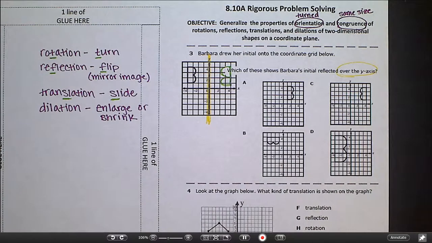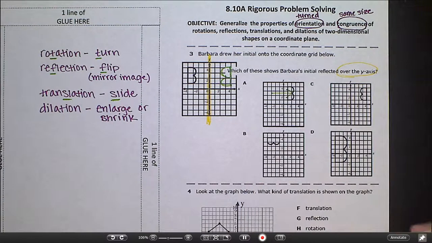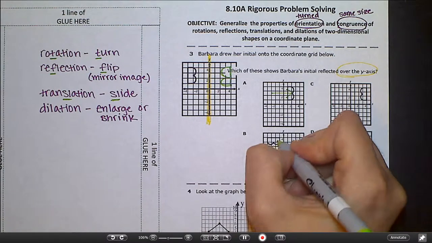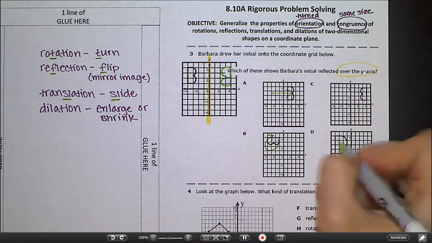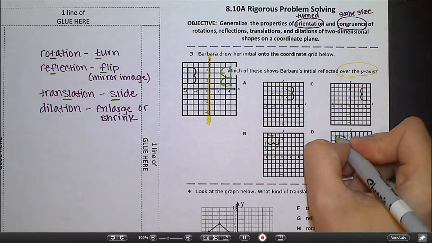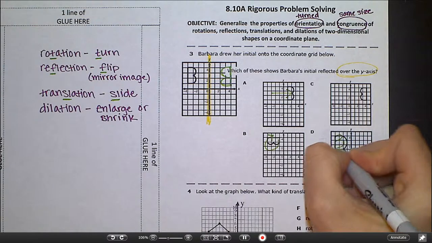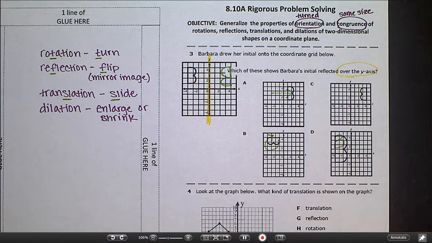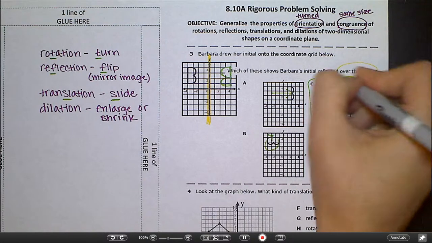So that means I need to look here and see which one it is. Okay, this is just a translation. This is just scooting that way, sliding. This one would be a rotation because it would be turning that direction. And this would be a dilation because it started out small and then it got big. So C is going to be our answer.